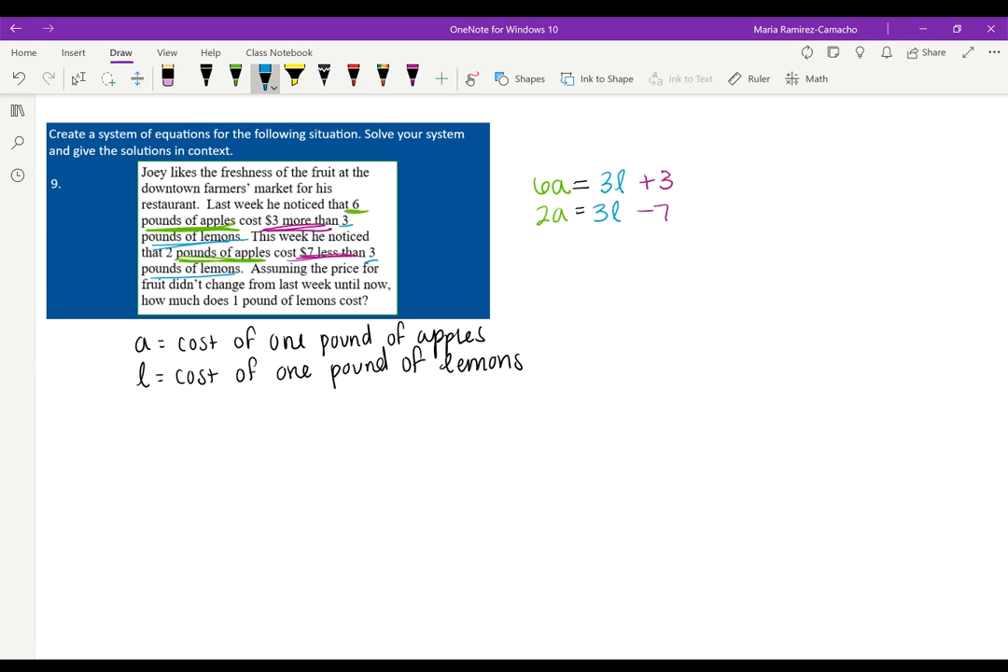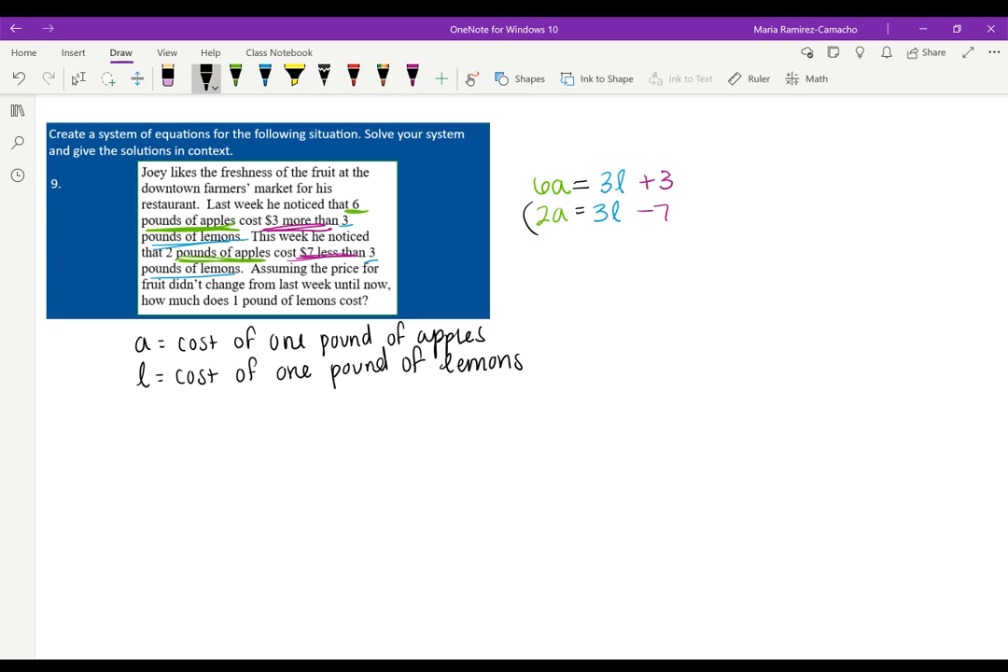Assuming the price for the fruit didn't change from last week until now, how much does 1 pound of lemons cost? So here we want to solve for A and for L. And we've got two equations where my variables are aligned. So even though my variables are not on the same side of the equation, I could solve using the elimination method here. But I would need for one of the 3L's to be negative, right? Since 3L plus 3L won't cancel out, but 3L plus negative 3L will.